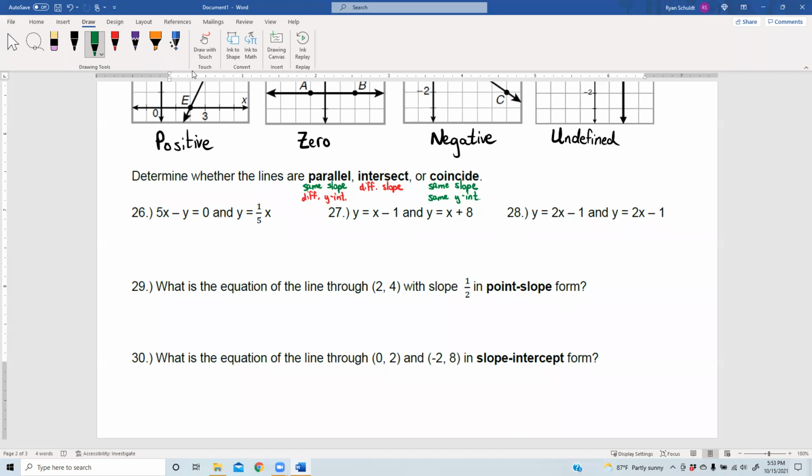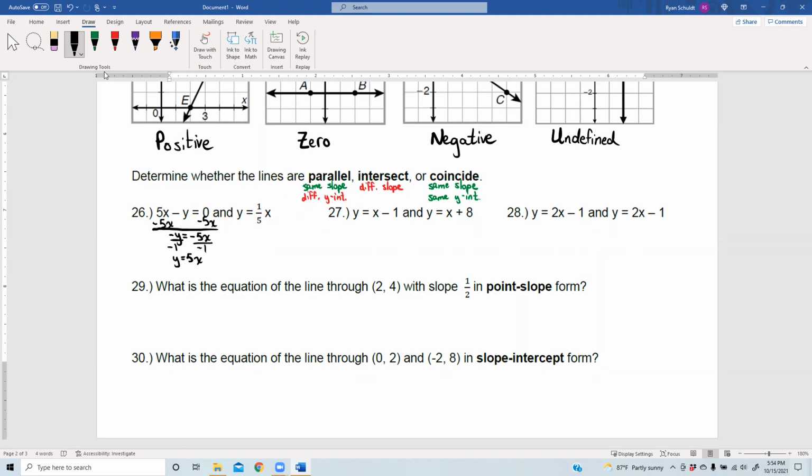So let's look at 26. In order to do these, I need them in slope intercept form. They have to be in slope intercept form for this to work. So what do I need to do? Well, I need to move this 5x over. So subtract 5x. It's going to give me negative y equals negative 5x. Divide by negative 1. And I get y equals 5x.